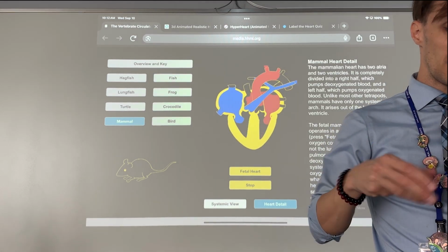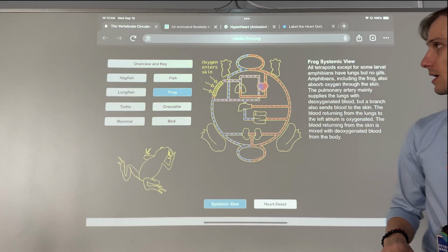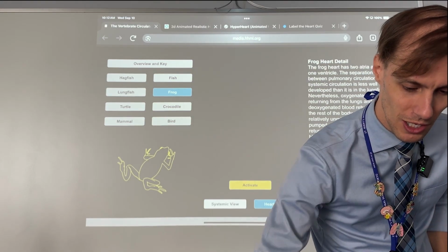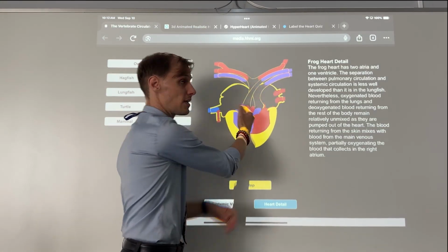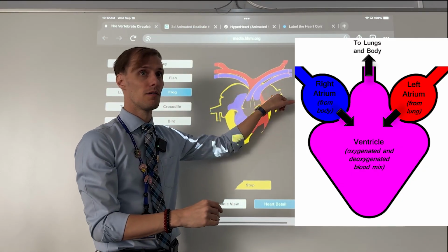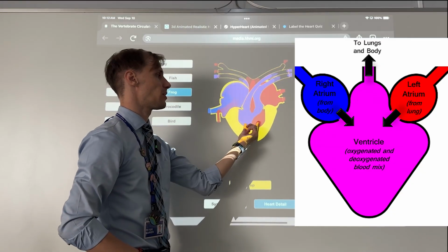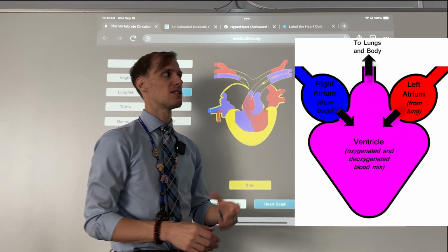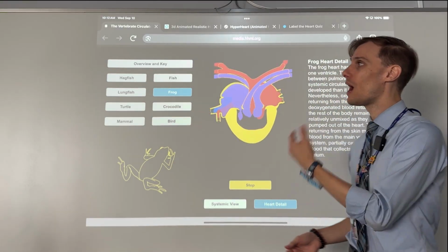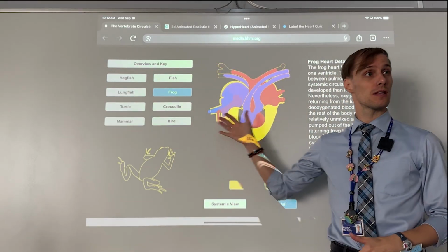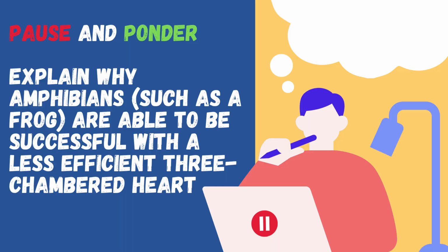Now as an extension here, take a look at the frog. It's actually quite interesting, and I want to zoom in on the heart. Look at the difference between the heart here. There's mixing here. They still have 2 atria, but a single ventricle. This means that oxygenated and deoxygenated blood are mixing. That is significantly less efficient. Can anyone think of a reason why amphibians, like a frog, are able to have this less efficient heart?